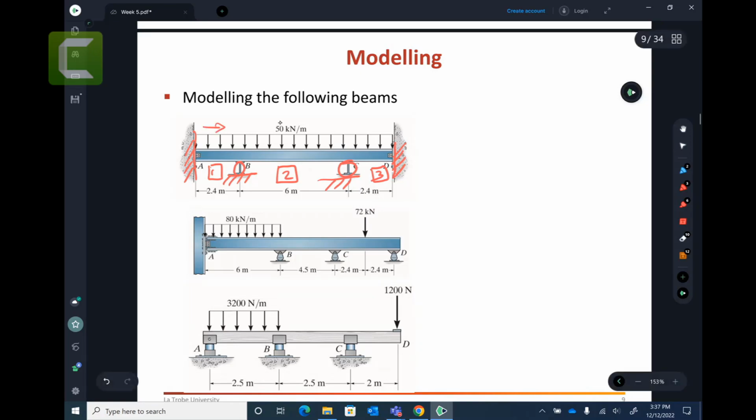If I put the location vector here, then this becomes near node 1, 2, 3, and 4. So there are 1, 2, 3, and 4. That is the near node and far node that we put here.